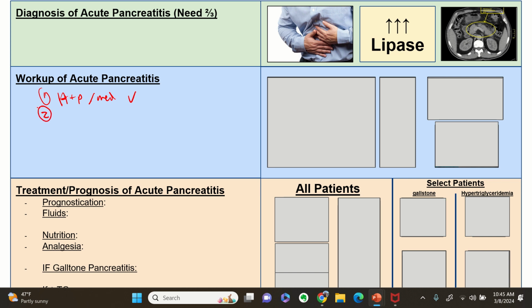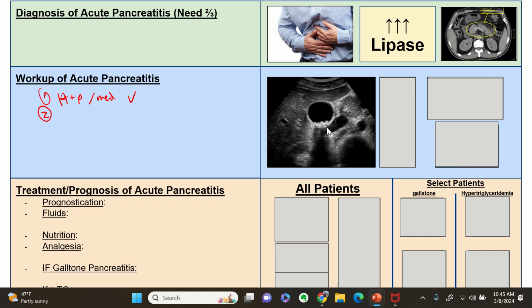Next one that you'll want to do is an ultrasound. So if you do an ultrasound, you don't find another reason for pancreatitis, and you see, here's your gallbladder, and subsequently here are gallstones. It's helpful to know that these are gallstones and not polyps because you can see shadowing behind them. If you have no other cause of pancreatitis and you see gallstones there, you can really make that the diagnosis of gallstone pancreatitis as well.